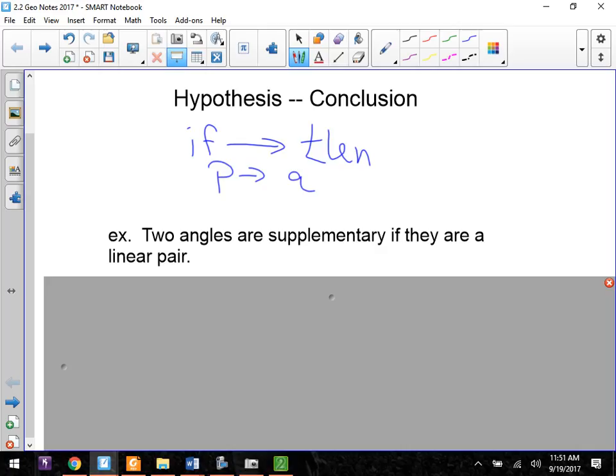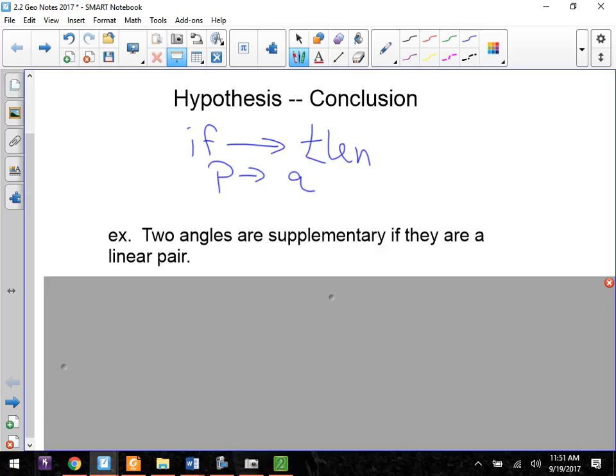Now, what I want to look at here is I want to take that boring, annoying sentence and turn it into an if-then statement. The reason why we switch it to this if-then statement is because we can manipulate the words on it to show how things work. Okay. Now, first off, two angles are supplementary if they are a linear pair. Is that a true or a false statement? Okay, we have some trues, we have some false. All right, we'll come back to that in a second.